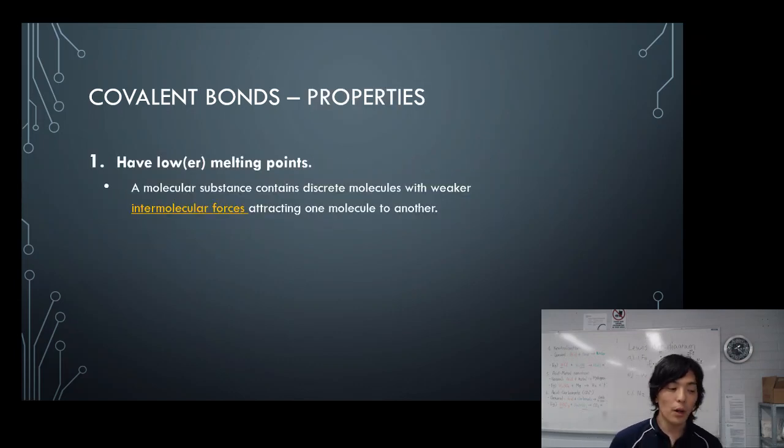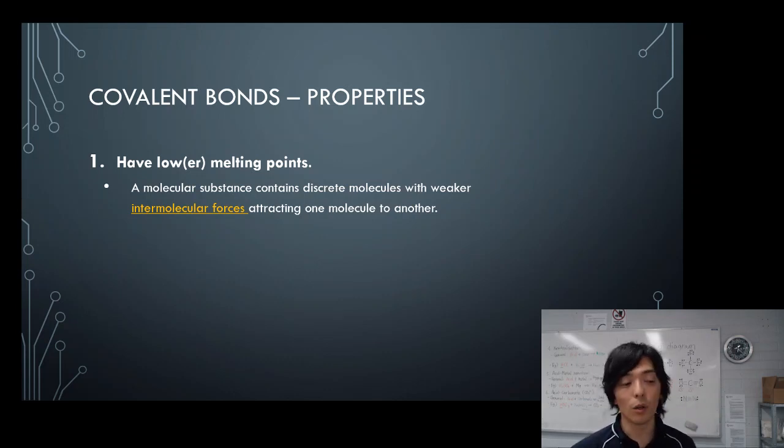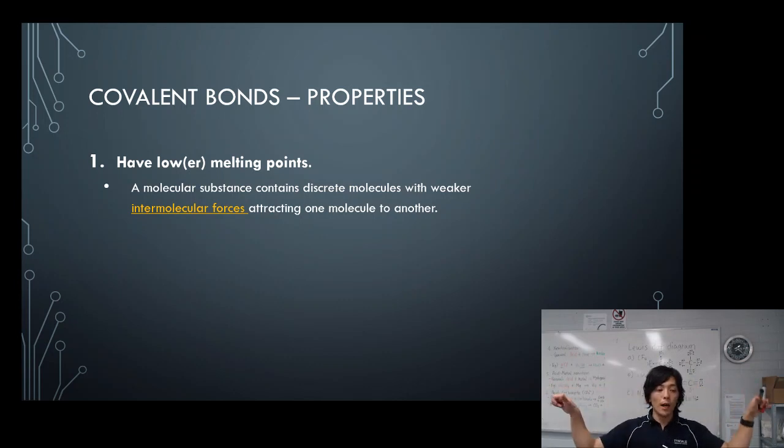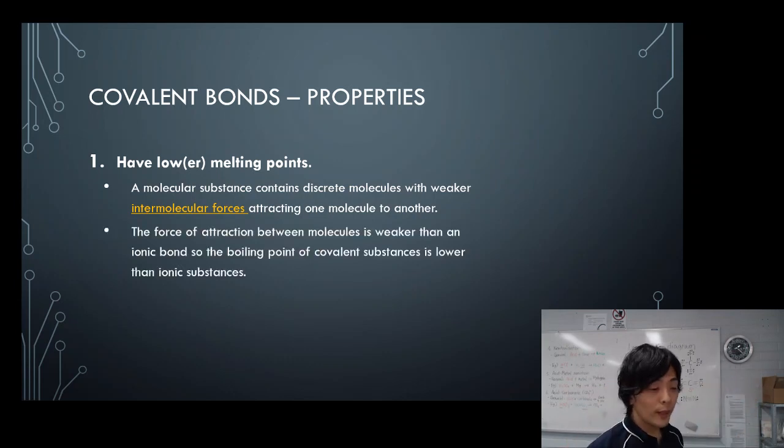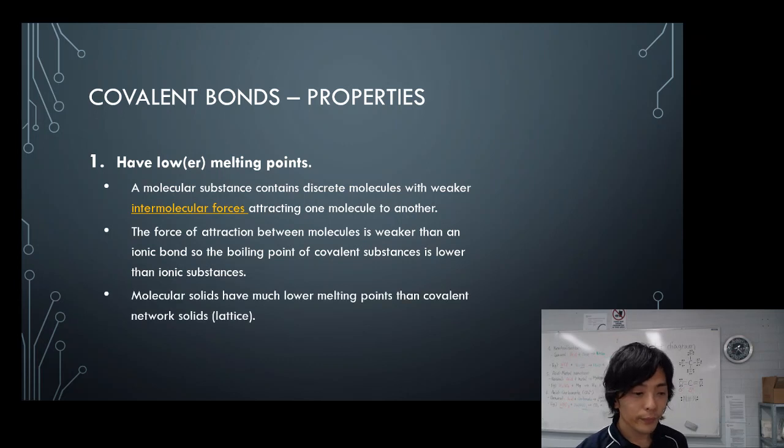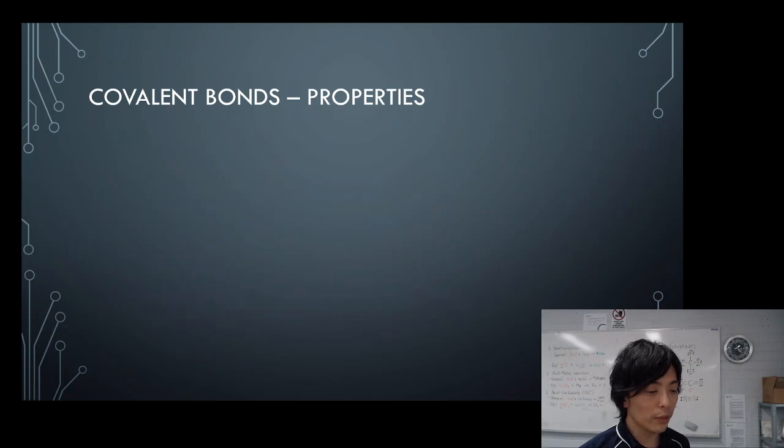Right, so properties of covalent bonds. If it's molecules, they tend to have lower melting points. That's because intermolecular forces are quite weak. A molecular substance contains discrete molecules with weaker intermolecular forces, so they will fly apart from each other really easily. The force of attraction between molecules is weaker than an ionic bond, so the boiling point or melting point of covalent substances is usually lower. Molecular solids have a much lower melting point than covalent network solids. If you have larger structures, they usually have a fairly high melting point compared to molecular solids. If it's a small structure becoming solid, they would have a much lower one.